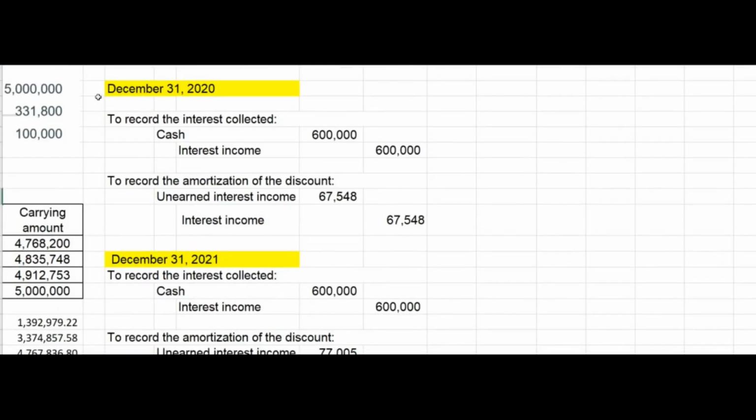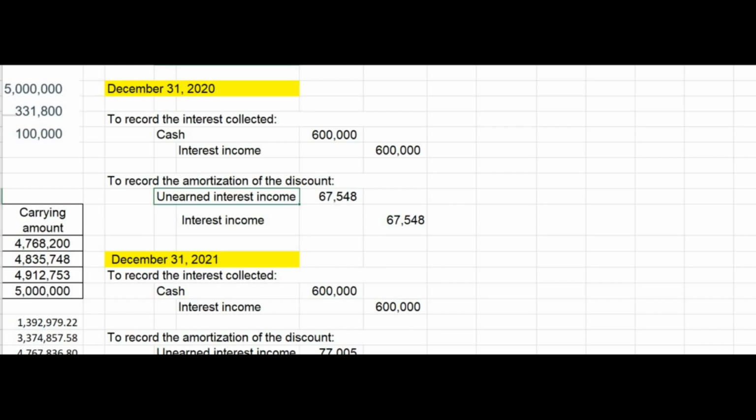So, for our entries at the end of 2020, that's December 31, 2020, this is our entry. To record the interest collected, this is based on the nominal interest rate of 12%, so you'll have 600,000. And then, this one is to record the amortization of the discount. So, you just debit unearned interest income 67,548, and then credit interest income.